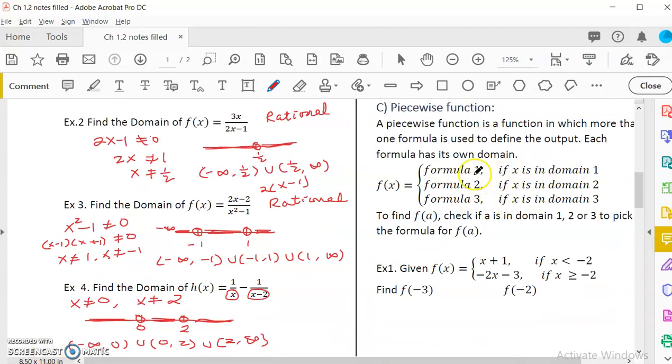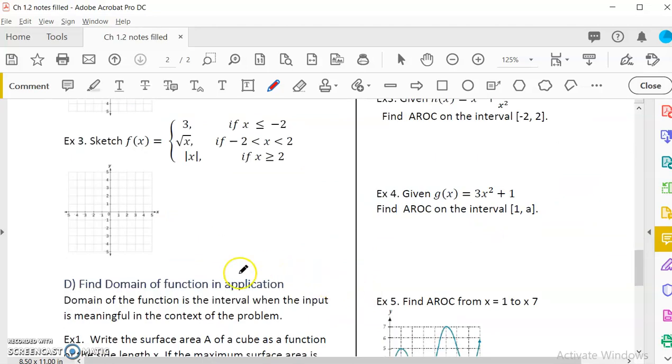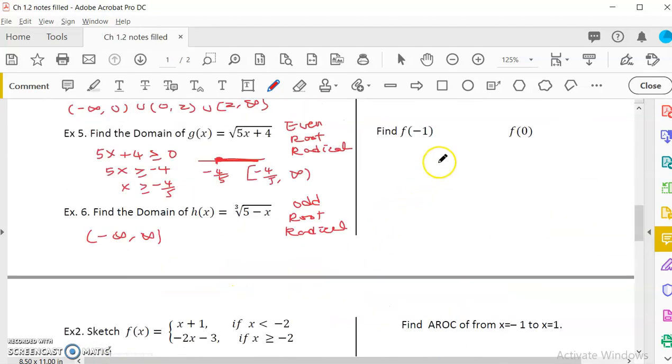Then in the next video, we'll talk about piecewise functions. I think we have domain of application also, but it will be in the next video.